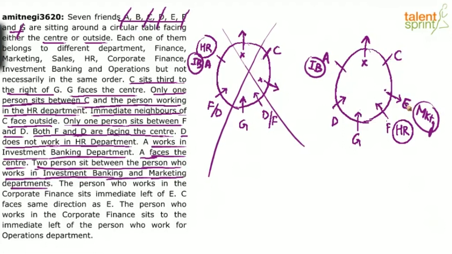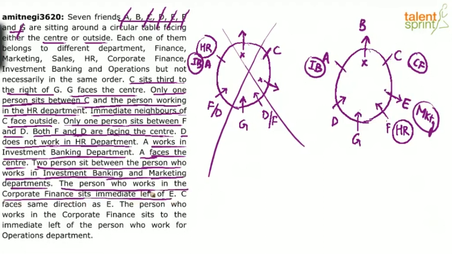And if E comes here, obviously the left out person. Who is the left out person? B. B would come here. Now the point that is given here is, sorry, the person who is in corporate finance is immediate left of E. So if E is here, immediate left. See, E is facing outwards. Left is always anti-clockwise when the person is facing outwards. So corporate finance is immediate left of E. So this should be corporate finance. Yes or no? C should be in corporate finance.